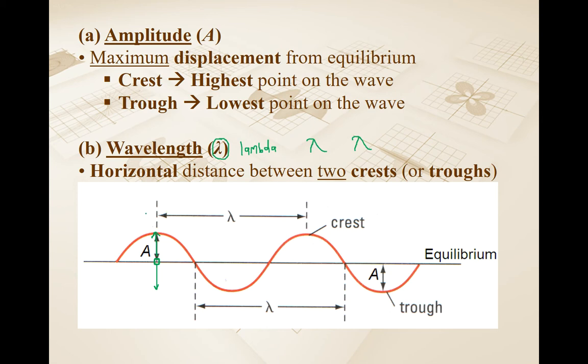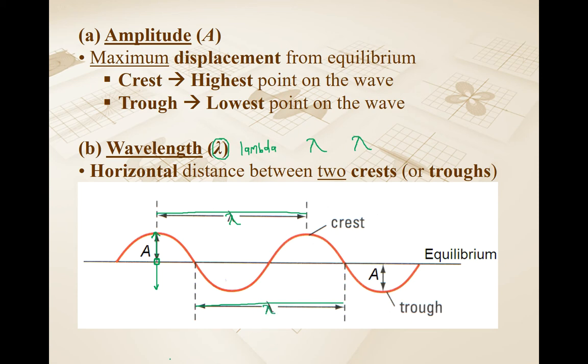So your wavelength, the easiest way to identify it would be you start at one crest right here, and then you can go over to another crest. That horizontal distance from crest to crest is your wavelength. Or it could be the horizontal distance from one trough to another one.